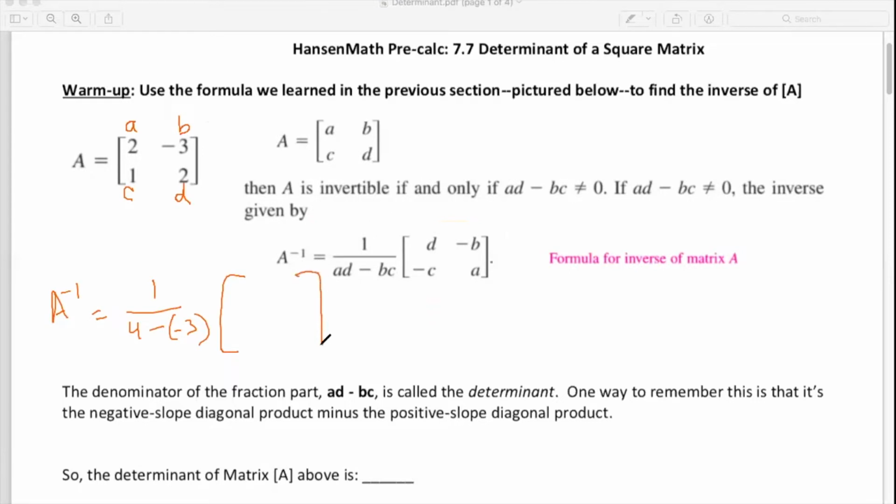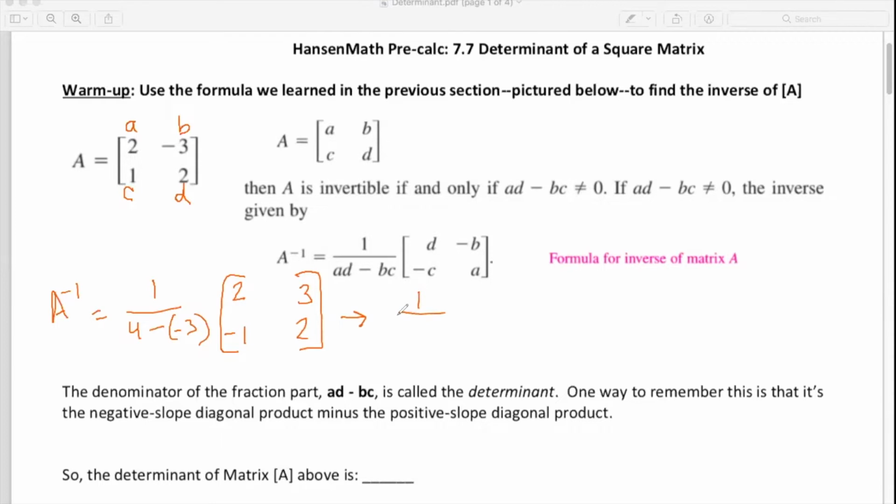just rearranged. Things got moved around, and on this diagonal, the signs changed. So now D goes in the upper left, so that's 2. B is now just the opposite sign, so instead of negative 3, it's positive 3. C is the opposite sign, so instead of positive 1, it's negative 1. And A is moved down to the bottom right, so the 2 goes here. Okay? Now we have to simplify a little bit.